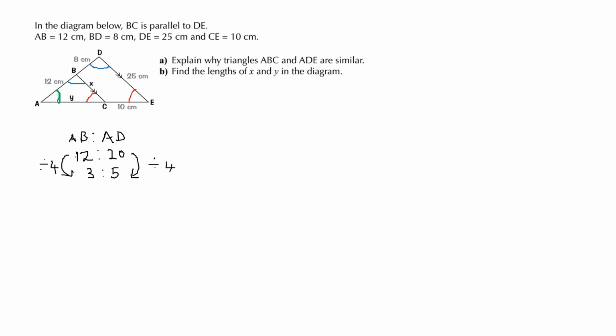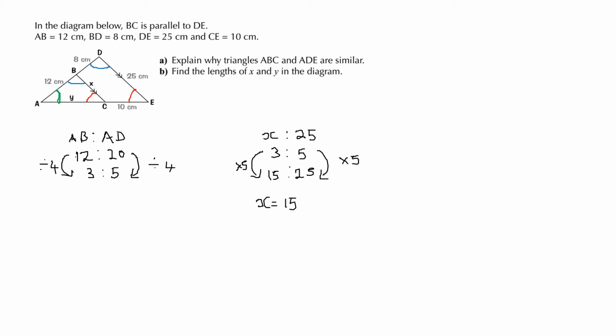So I know that the ratio of the side lengths of triangles ABC and ADE are in the ratio 3 to 5. So let's start off by finding x. So x to 25 centimetres, those are in the ratio 3 to 5. So what do I multiply 5 by to get to 25? I'm going to multiply it by 5. That's going to give me 25. So I'm also going to multiply 3 by 5 to get x, and that will give me 15. So x is equal to 15.